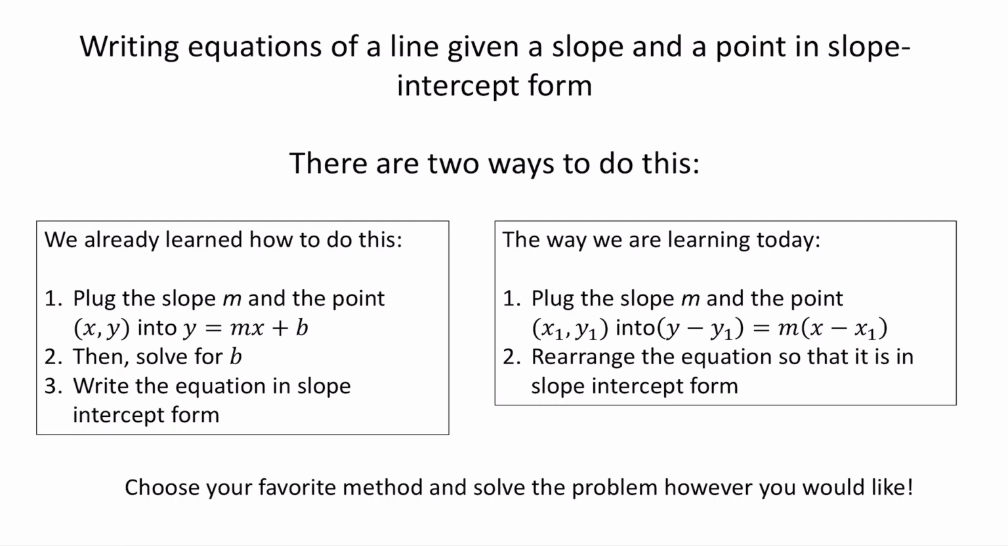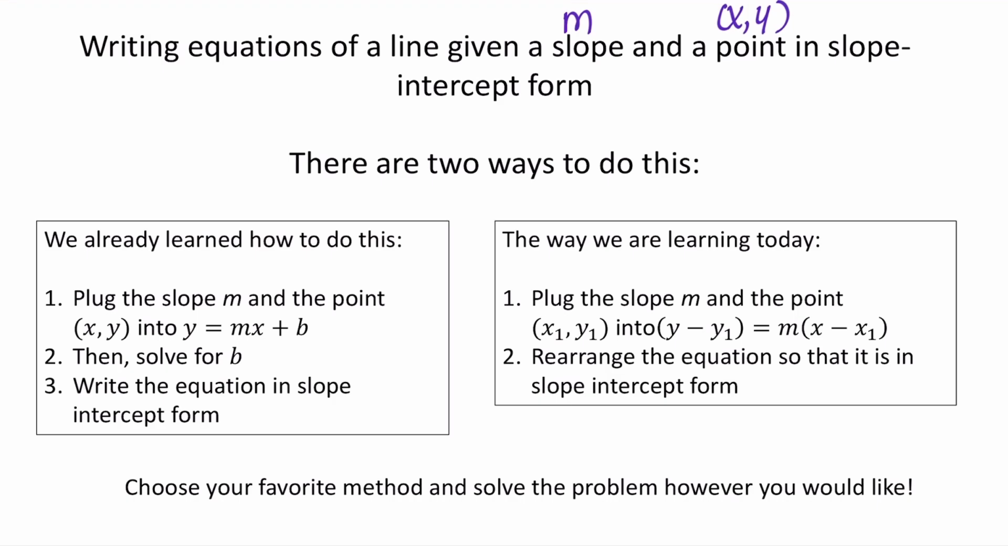So what we can do now is write equations of a line given a slope and a point. We can write an equation given a slope, which is m, and remember a point, which is an x and a y value. We'll write these equations in slope-intercept form, but there are two ways to go about doing this. The way we talked about in Unit 3 was to plug the slope and the point into y equals mx plus b, and then solve for b to be able to write the equation.